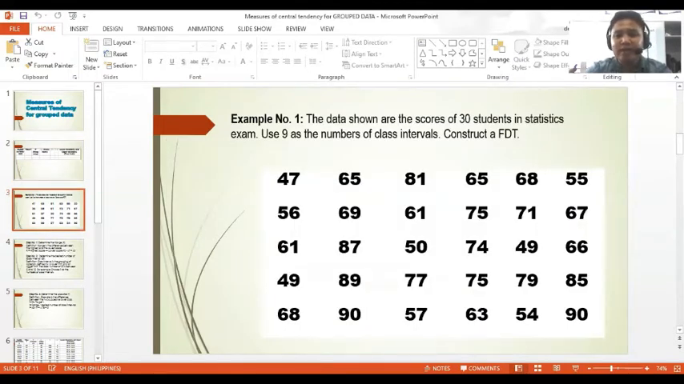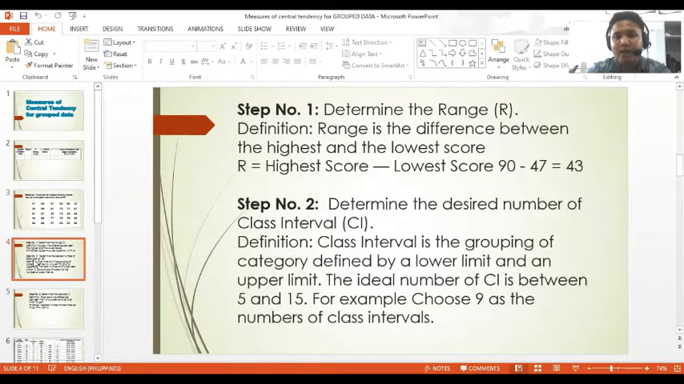So number 1 is, the data shown are the scores of 30 students in statistics exam. Use 9 as the number of class intervals. So construct a FDT or frequency distribution table and find the mean, median, and mode. So, ito yung mga scores ng mga students sa exam nila sa statistics. Ang gagawin natin, una, step 1, determine the range.